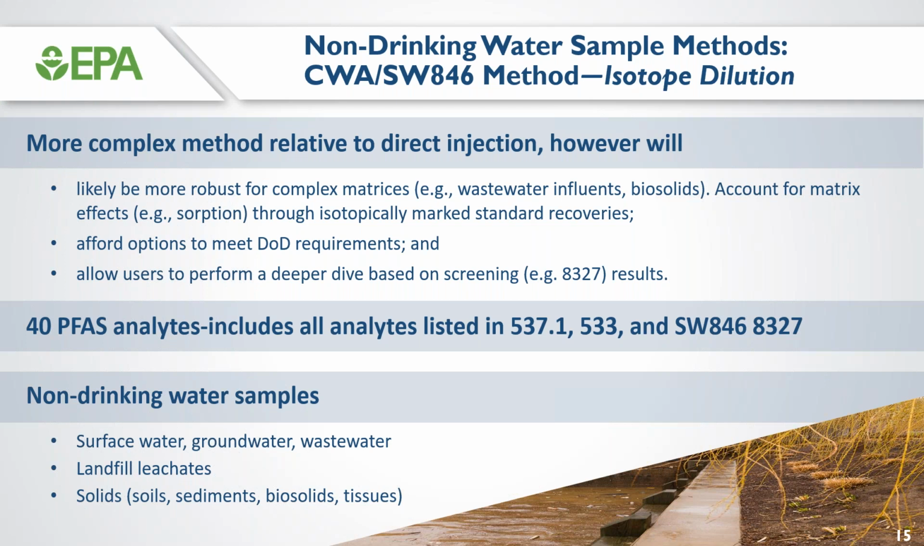We are collaborating with the Department of Defense on this, and this method will afford options to make sure that we meet DoD requirements as they are outlined in DoD's Table B-15 of the Quality Systems Manual 5. Whatever version they're on right now, 5.1 something. It will also allow users or stakeholders to perform a deeper dive based on screening levels from something like 8327. Right now, we are up to 40 PFAS analytes. That includes all of the analytes listed in 537.1, 533, and 8327.